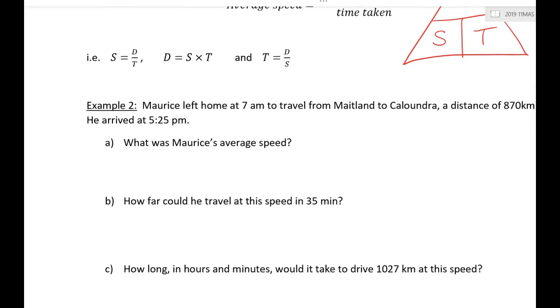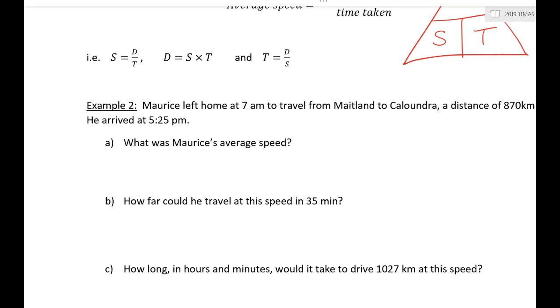Now, we'll jump into an example here. We have Maurice again. He is driving from Maitland to Caloundra. It's about 870 kilometres. He's left home at 7 a.m. and he arrives at 5:25 p.m. What was his average speed?